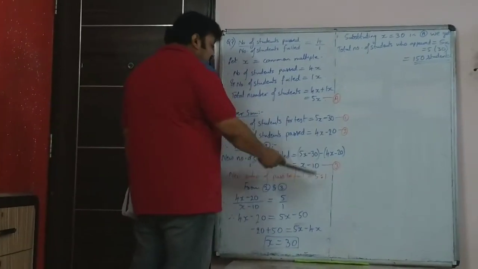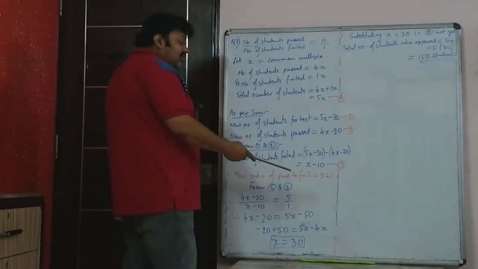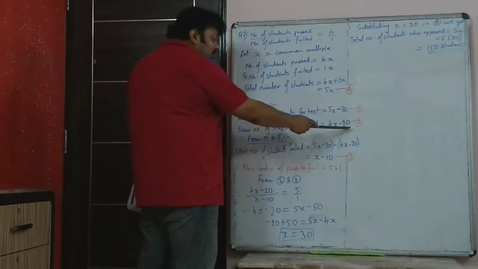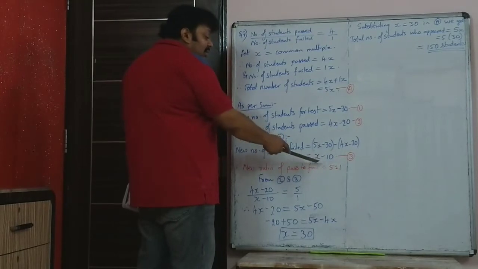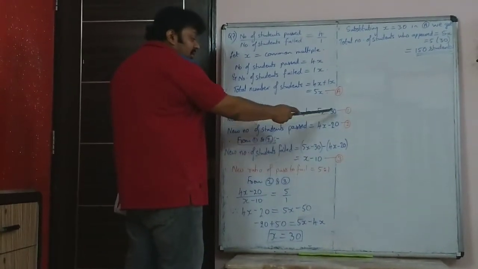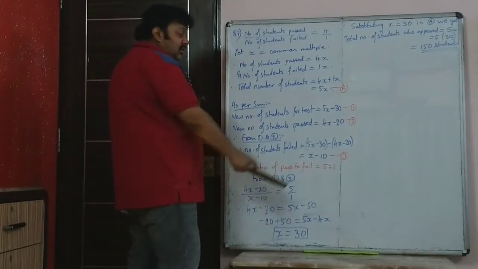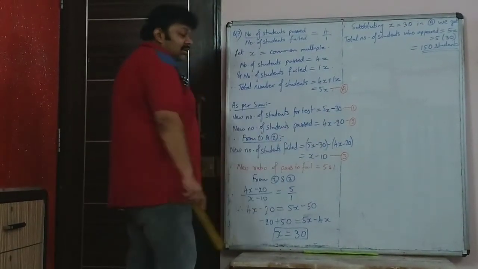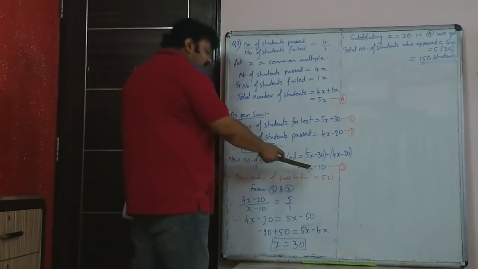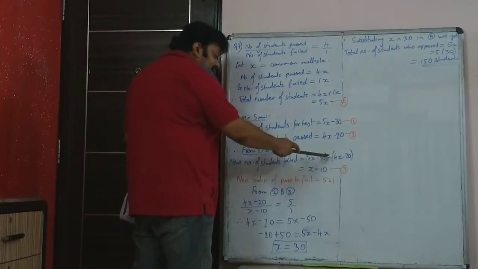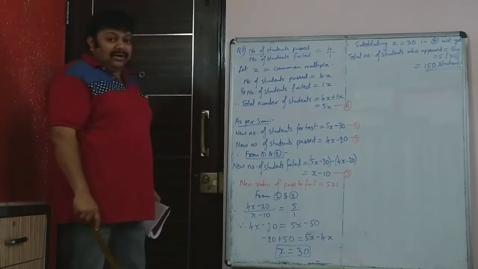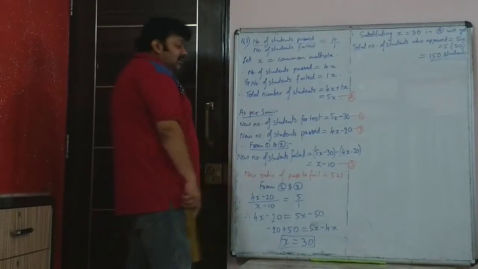So now how many students would have failed? Total minus number of students who passed would give you the number of students who failed. So 5x minus 30, that is the total number of students, minus 4x minus 20, that is the number of students who passed. This gives us x minus 10. This is the number of students who failed as per the second condition.